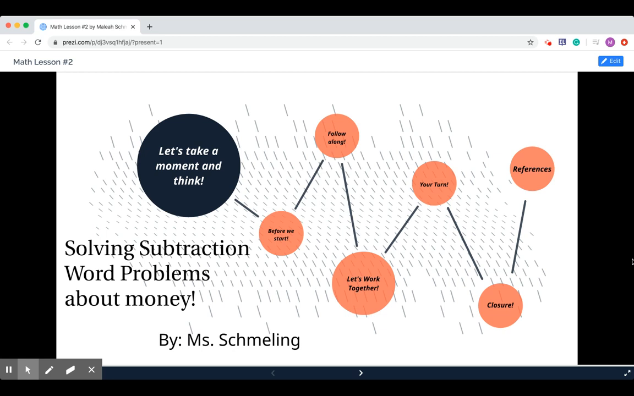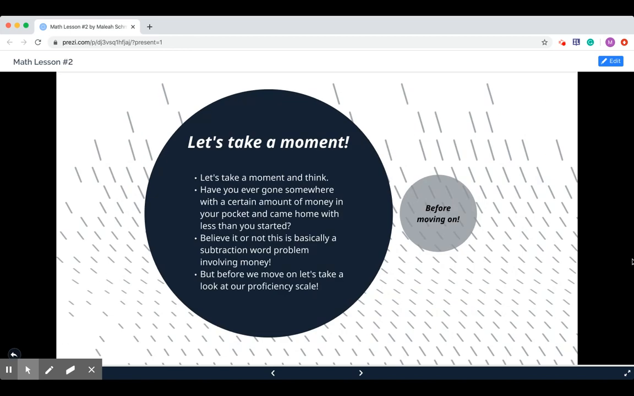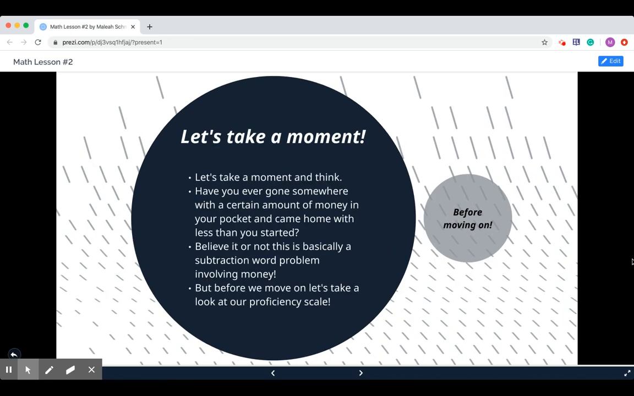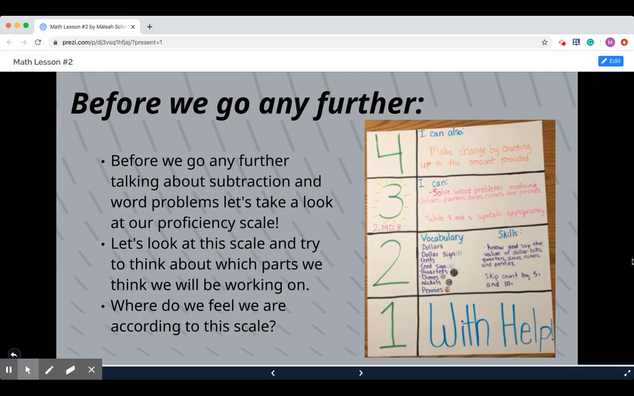Hello everyone. Today we are going to be working on solving subtraction word problems about money. So let's take a moment and think. Have you ever gone somewhere with a certain amount of money in your pocket and came home with less than you started? Believe it or not, this is basically a subtraction word problem involving money. But before we can go into any more detail about that, let's take a look at our proficiency scale.